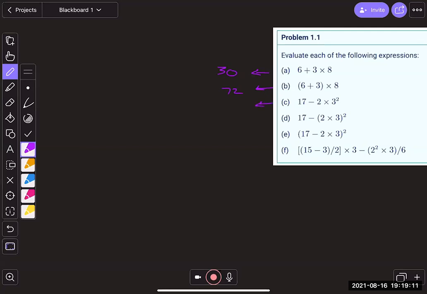For this question here, I'll do this one. We want to do the exponent first, because that exponent takes priority before multiplication and subtraction. So we do 3 squared, which is 9, times 2, which is 18. Then we have 17 minus 18, which gets you -1. Okay.